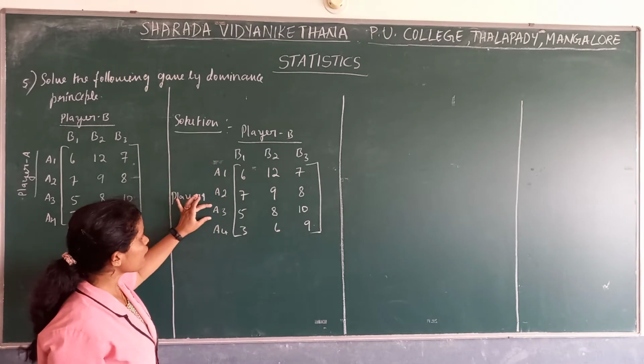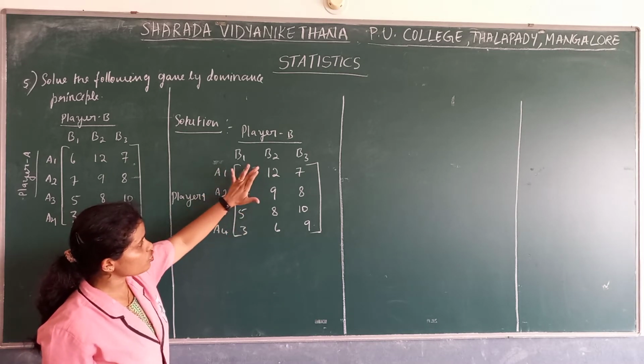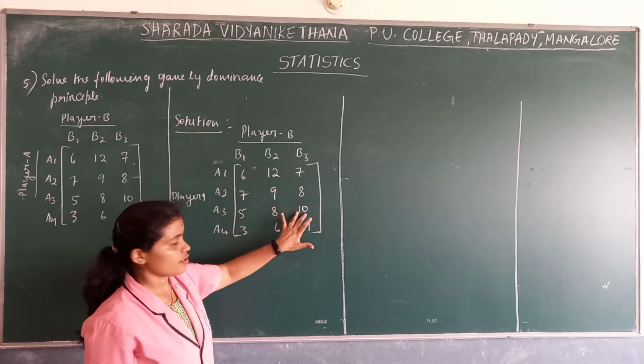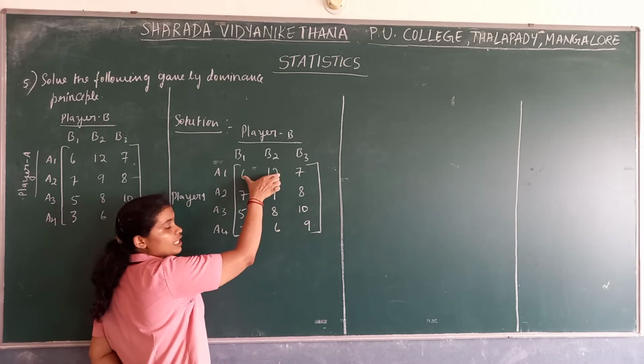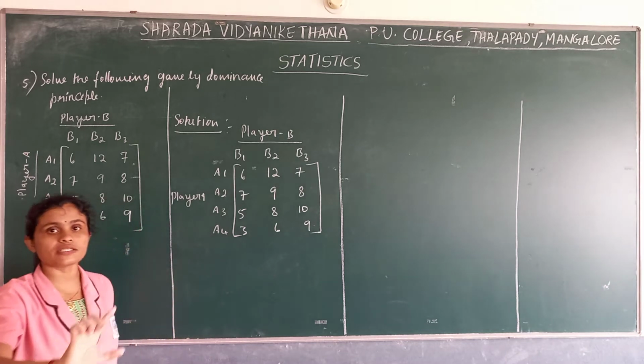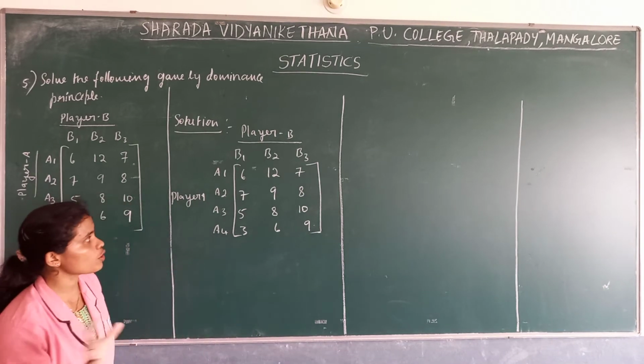Move A1 with A3. 6 and 5, 6 is greater, 12 and 8, 12 is greater, 7 and 10, 10 is greater. So here we get one greater value here and two greater values here. So here also we are not getting a complete greater row. So comparison is not possible.